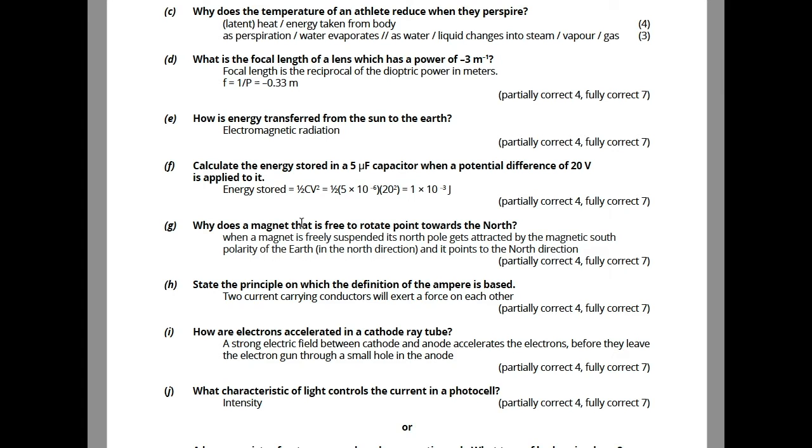Why does a magnet point north? It's attracted by the Earth's magnetic field, right? The principle on which the definition of the ampere is based: two current carrying conductors will exert a force on each other. So that's just the principle.